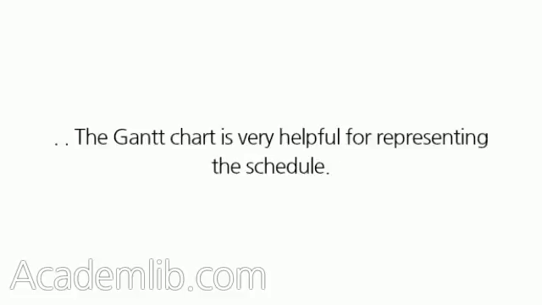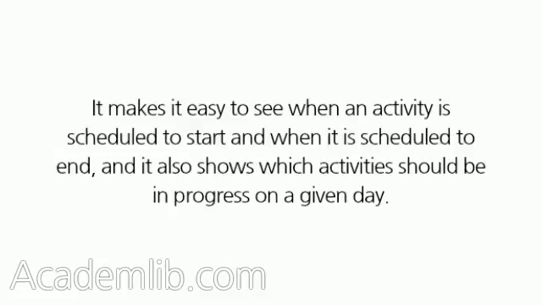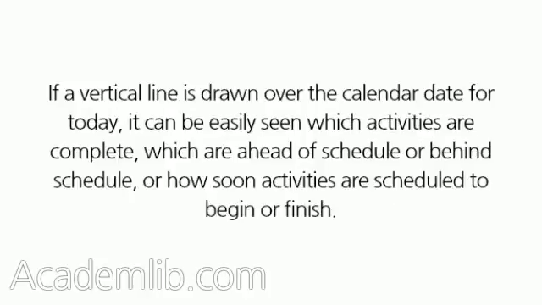The Gantt chart is very helpful for representing the schedule. It makes it easy to see when an activity is scheduled to start and when it is scheduled to end, and it also shows which activities should be in progress on a given day. If a vertical line is drawn over the calendar date for today, it can be easily seen which activities are complete, which are ahead of schedule or behind schedule, or how soon activities are scheduled to begin or finish.